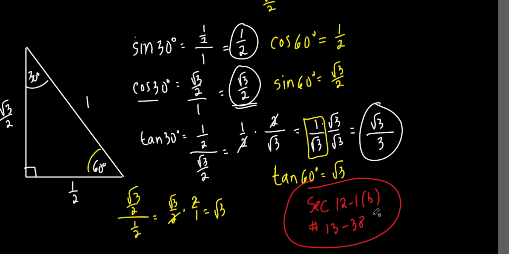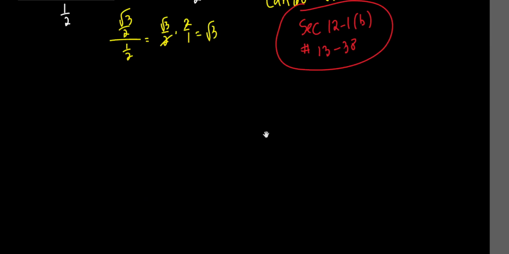Which one? 31? Let me see. All right, let's take a look at that real quick. I think this is how they're going to do it. You could do it this way. So here's what they give you.